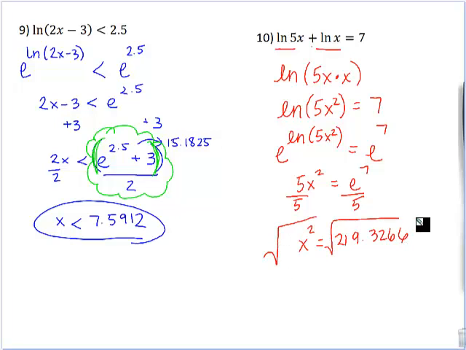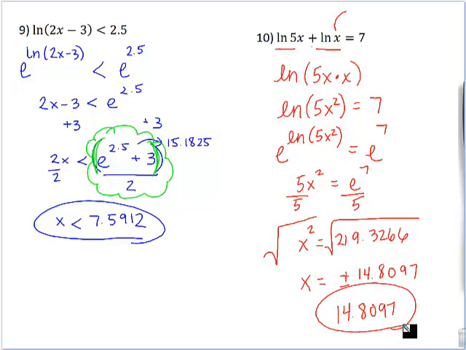So then we need to take the square root of both of those. When we take the square root, we would have plus or minus 14.8097. Since our natural logs cannot be taken of a negative number, the negative value here would not work. So our only solution that would work would be 14.8097.